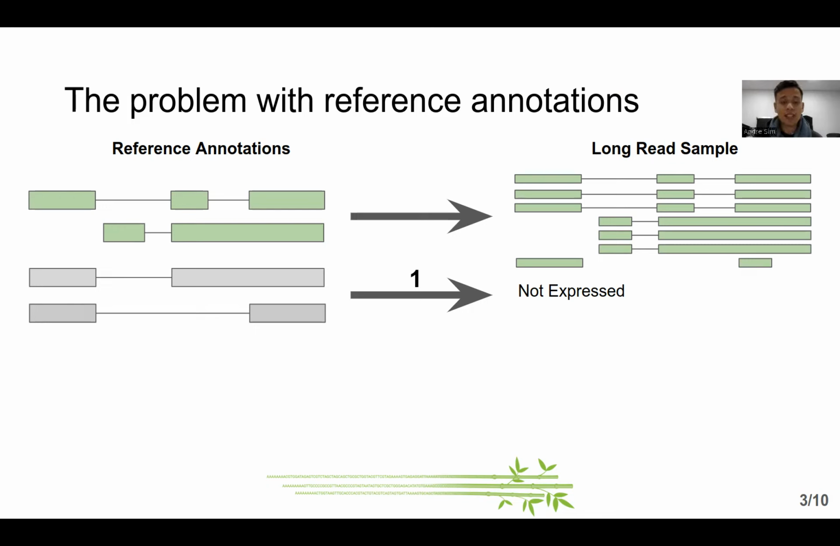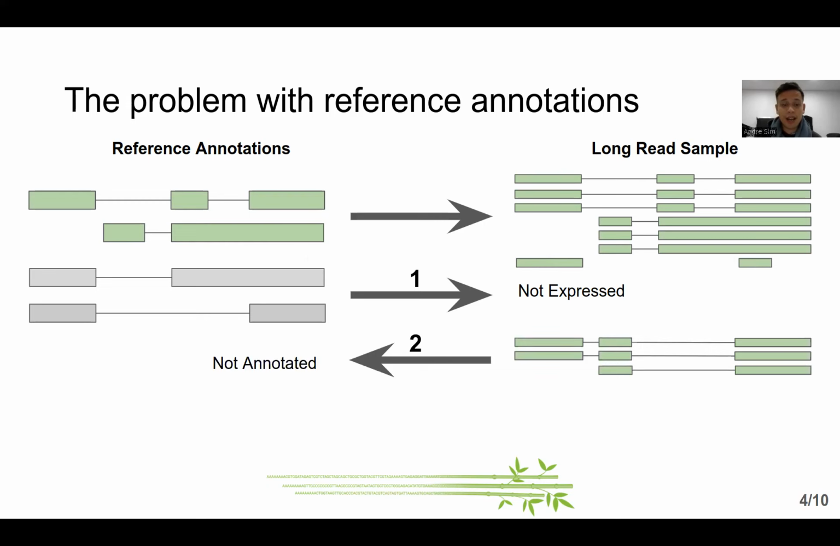Now, the inclusion of these unexpressed isoforms is not harmless, and in fact can be quite problematic for quantification. So just including, for example, these two unexpressed annotations means that this fragment is no longer unambiguously able to be assigned to one transcript, resulting in potential quantification errors downstream.